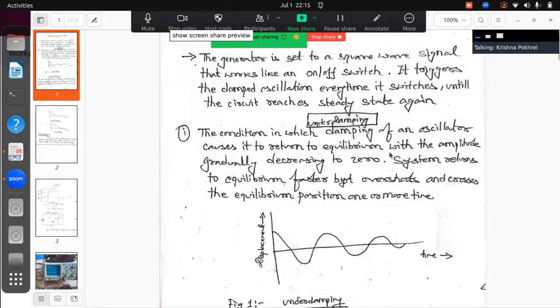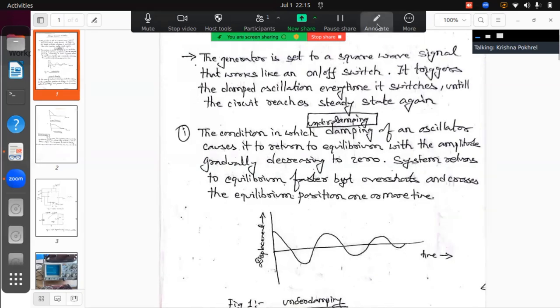Now I'll talk about the underdamping. It is the condition in which the damping of an oscillator causes it to return to equilibrium with the amplitude gradually decreasing to zero. When it comes to equilibrium, the amplitude will have decreased to zero. Not only that, the system returns to equilibrium faster, but overshoots and crosses the equilibrium position. This one is the equilibrium position. It crosses the equilibrium position and again overshoots and again crosses and again overshoots, and decreases with time.